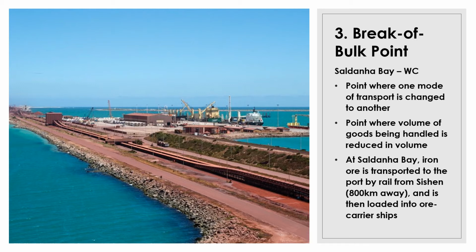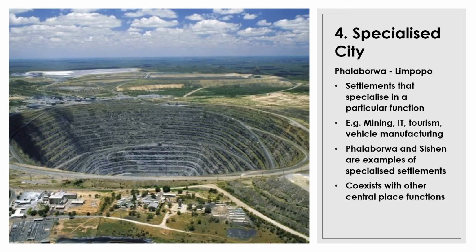The other thing to consider with break of bulk points, the definition of it, is whether the volume of goods being handled changes or gets reduced. So at Saldanha Bay, they take these massive train loads of iron ore and then they split them up into multiple ships, so they reduce the volume of goods being handled.